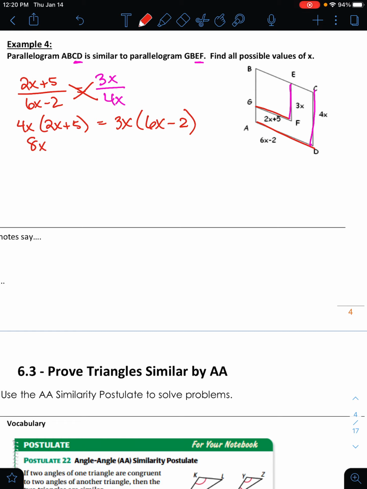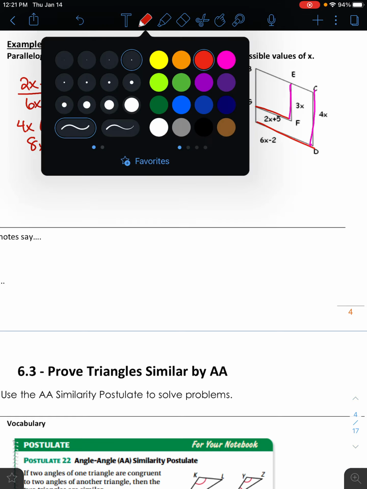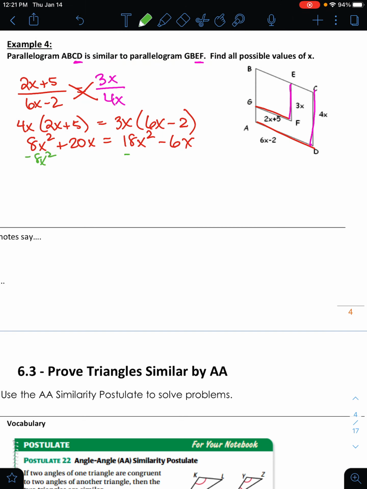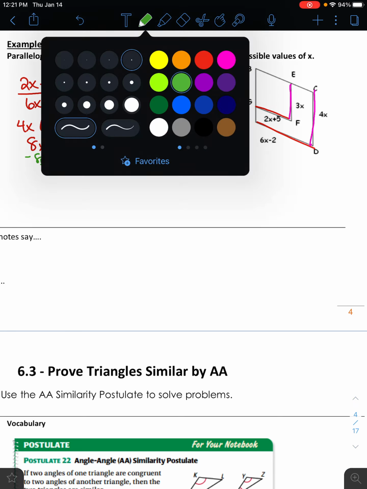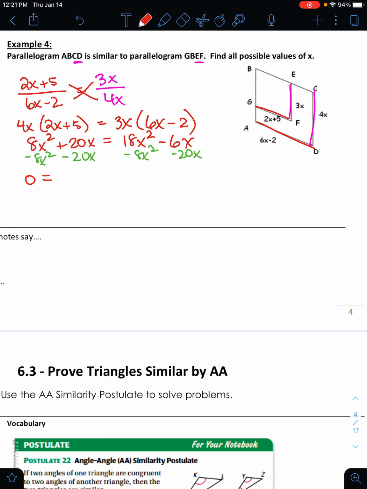So let's distribute in. That's going to be 8x squared plus 20x. Distribute in over here. That's going to be 18x squared minus 6x. So I see x squared and x. My next step is to get all the terms on one side and zero on the other. Because I want to keep x squared positive, I'm going to move the 8x squared over here. So you need to subtract. I'm going to take away 8x squared from both sides. I'm also going to take away 20x. That leaves me with 0 on one side, and 18 minus 8 is 10, so 10x squared. Negative 6 minus 20 is negative 26x.